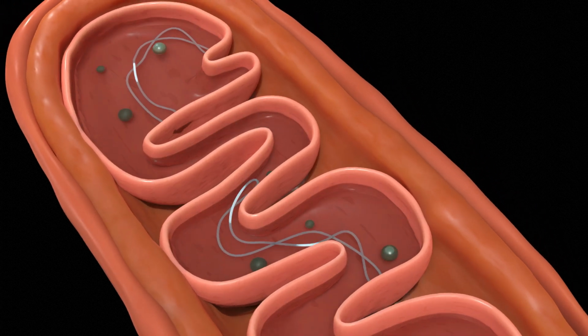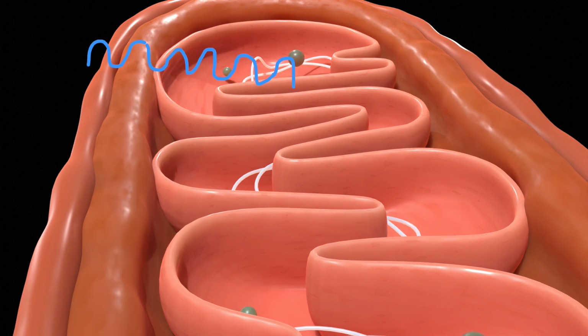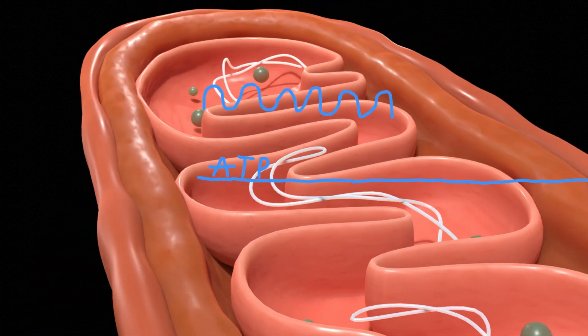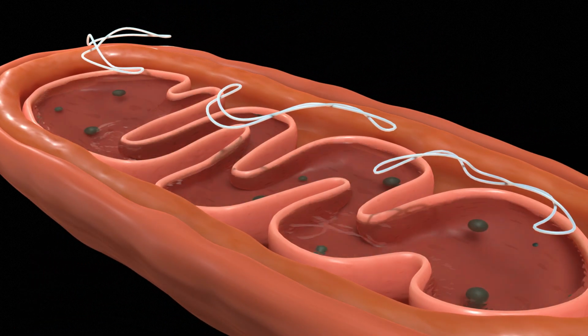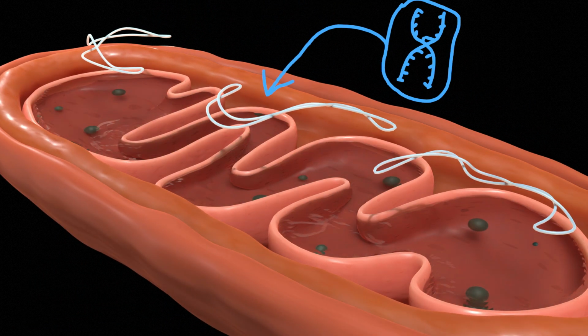The folds here are called cristae, and the reason they exist is to create more surface area for the inner membrane, so there's more space to make ATP. And the string-like structures in the matrix are strands of DNA, and the mitochondria has its own DNA separate from the rest of the cell, which means it gets passed down differently genetically.